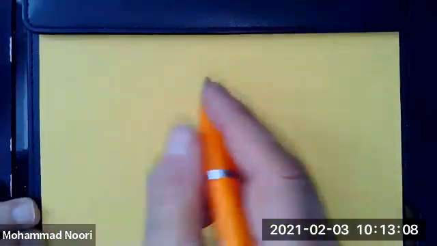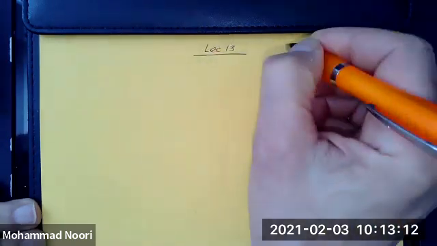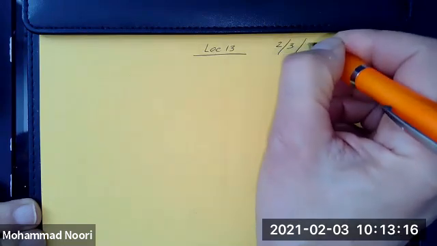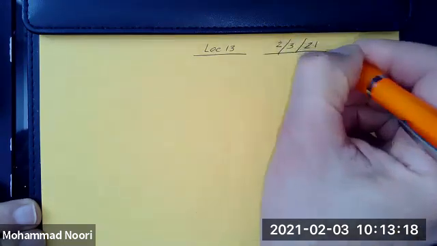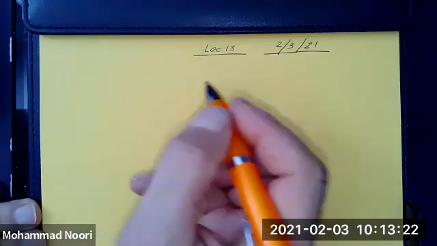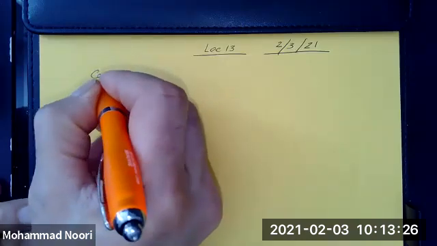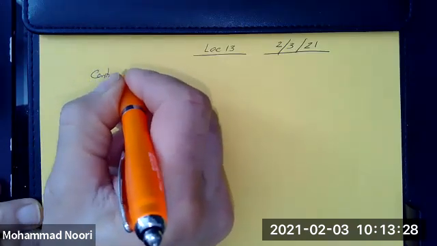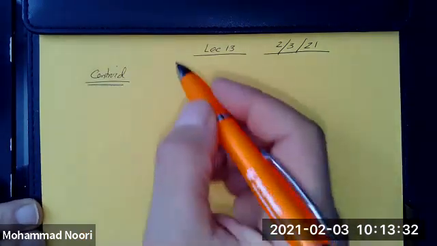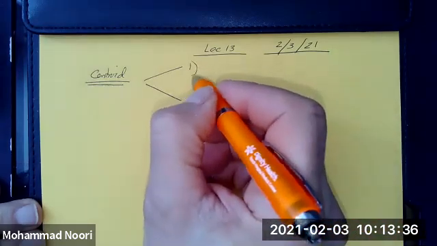So this is lecture 13, and today is the 3rd of February, and we're going to pick up from where we left. We were talking about centroid and how to find the centroid of an area. And as I explained, there are two cases that we are dealing with.